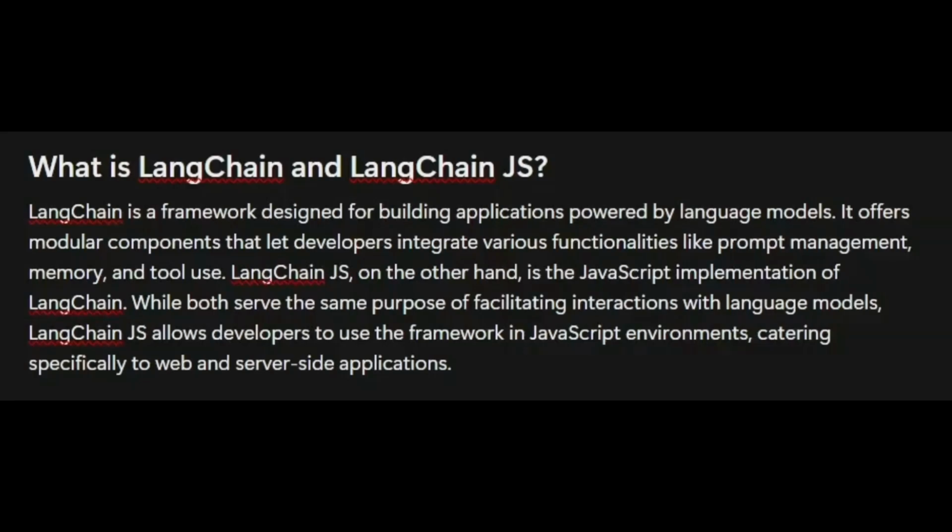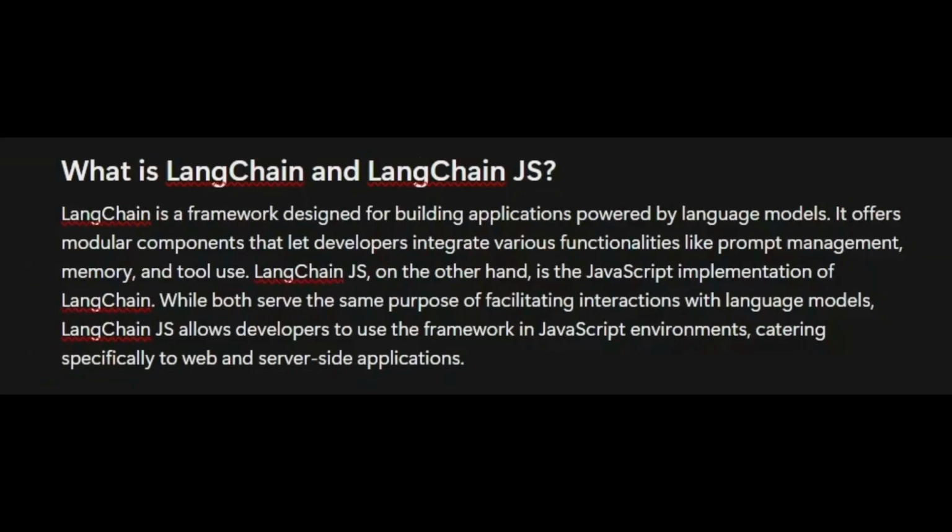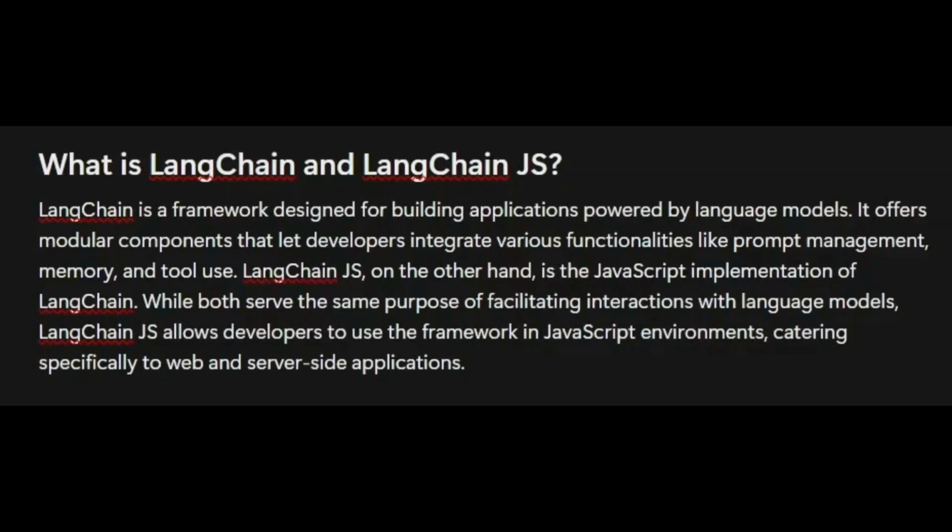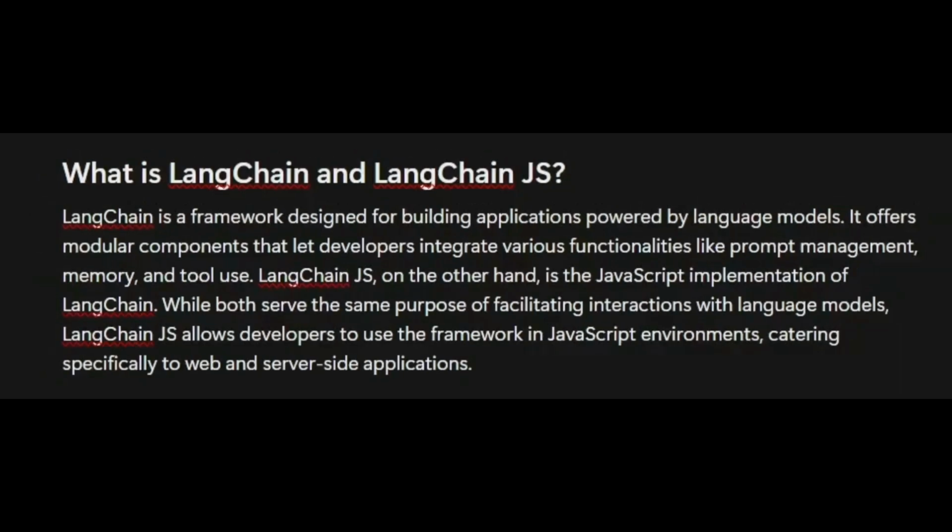LangChain is a framework designed for building applications powered by language models. What this simply means is that LangChain is a framework that you use as a developer when you want to create applications that interact with language models. There are so many types of language models outside. Popular ones are the GPT series. We have GPT-4, 5 and so on. We also have Llama and the Llama series.